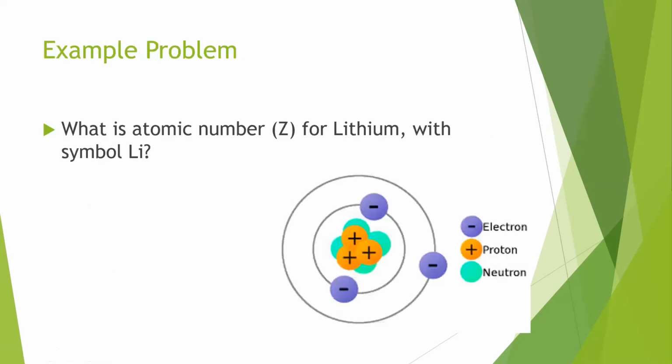So please type in your answer in the chat when you're done with this question. What's the atomic number for lithium? So this should be pretty easy. Remember, the atomic number Z is not the sum of the neutrons and protons, it's just the number of protons. Good, everyone got it right. There's three. 1, 2, 3.